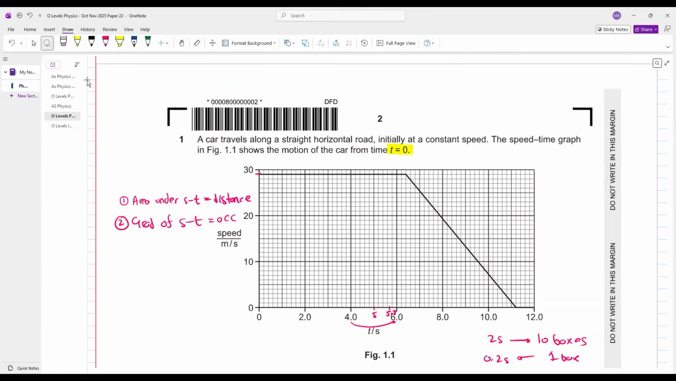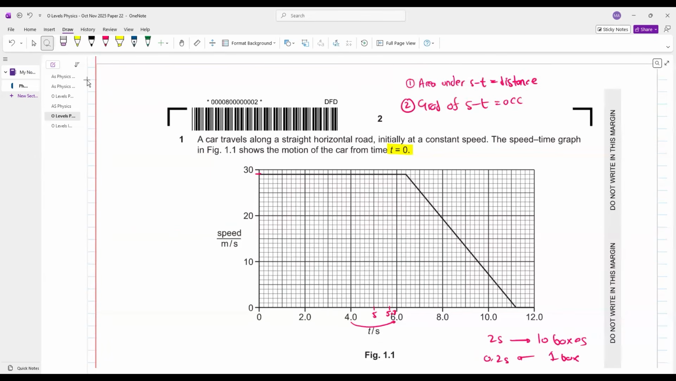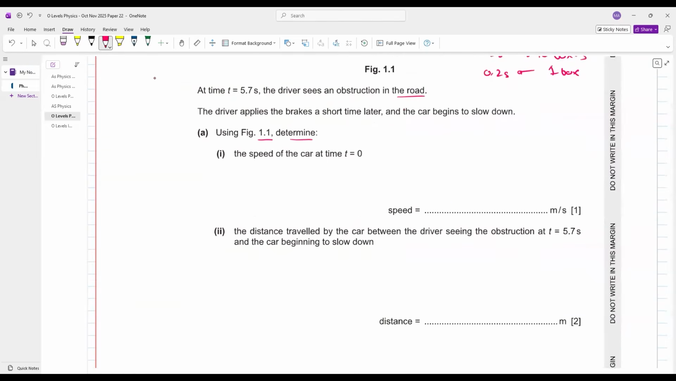Now you can realize that when you go from 20 to 30, you are covering 10 units in how many boxes? 10 boxes. One box equals how many units? 1 unit. So this equals what? 29. The speed at time t equals 0 is 29 meters per second.